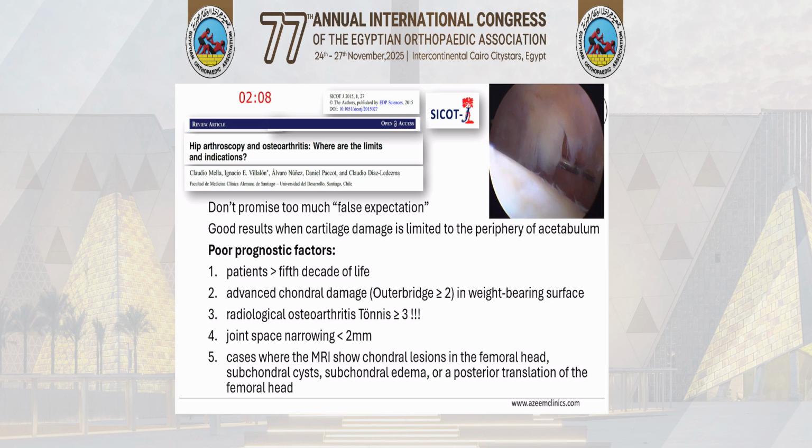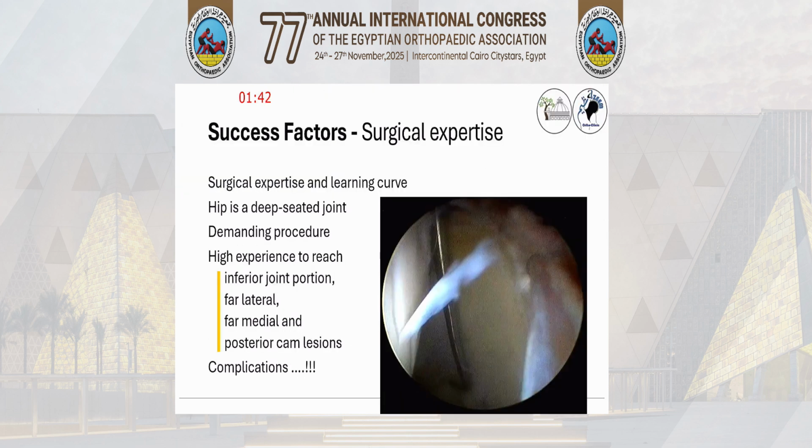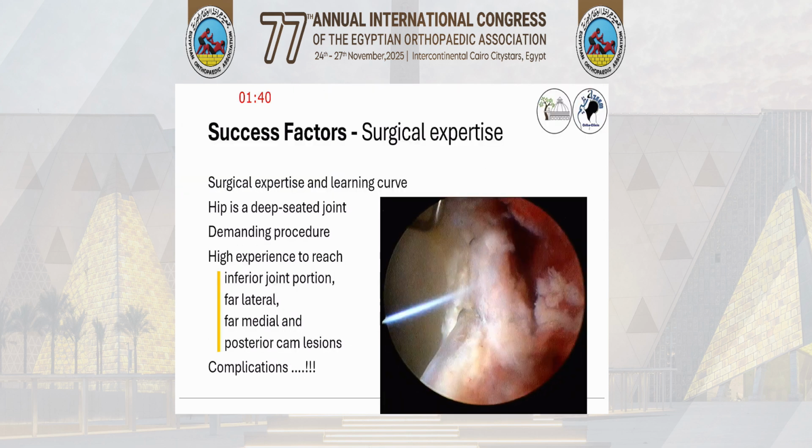And they define the poor prognostic factors: patients more than 50, advanced chondral damage, and radiographic osteoarthritis. They mentioned in the paper that poor results are achieved after Tönnis stage 3, and I think it's only stage 1. Joint narrowing more than 2 millimeters, and cases where you have chondral defects at the femoral head, subchondral cysts, subchondral edema, and posterior translation of the femoral head.